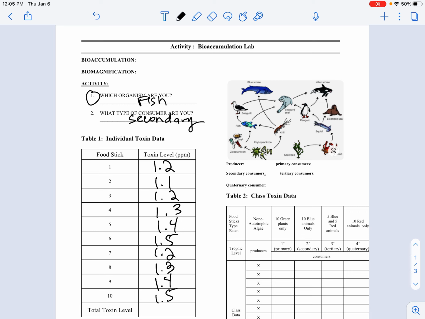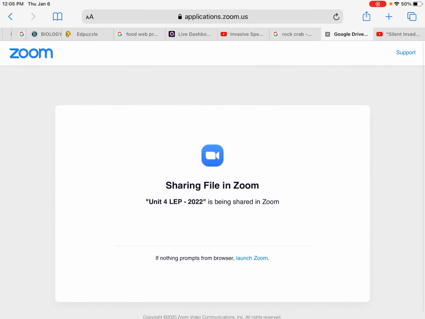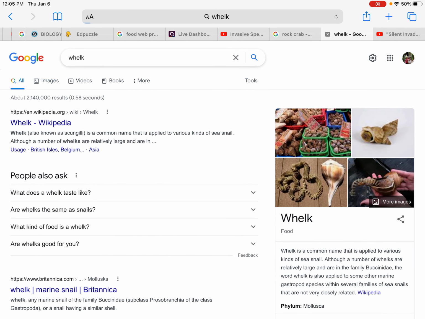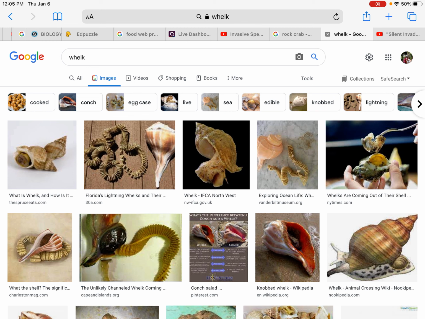All right, so Jeremy, what does it say you eat? What are you, first of all? I'm a whelk. You are a whelk. Do you know what that is? A whale? Let's look it up. You are a whelk. I think it's like a snail. I think it's an SCP. Okay. Oh, that's you.